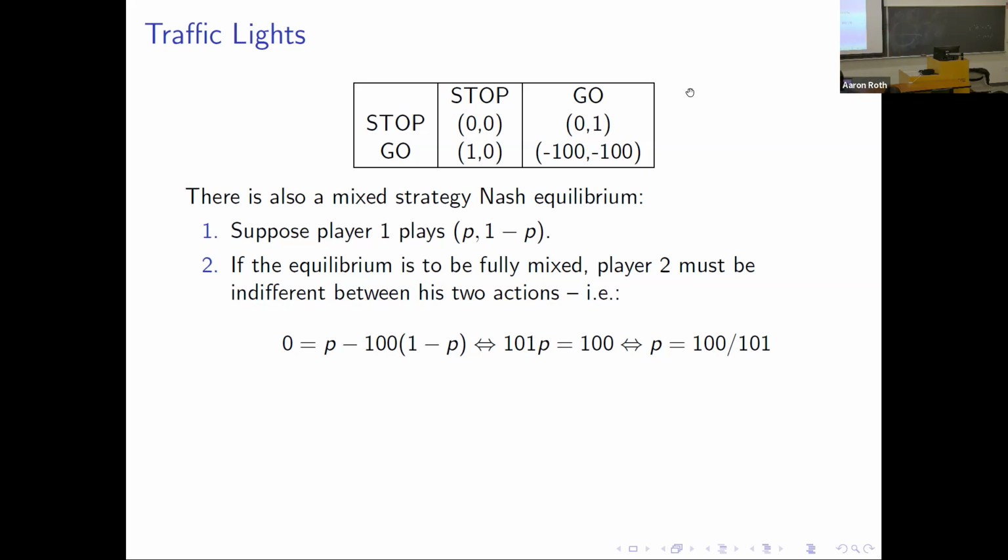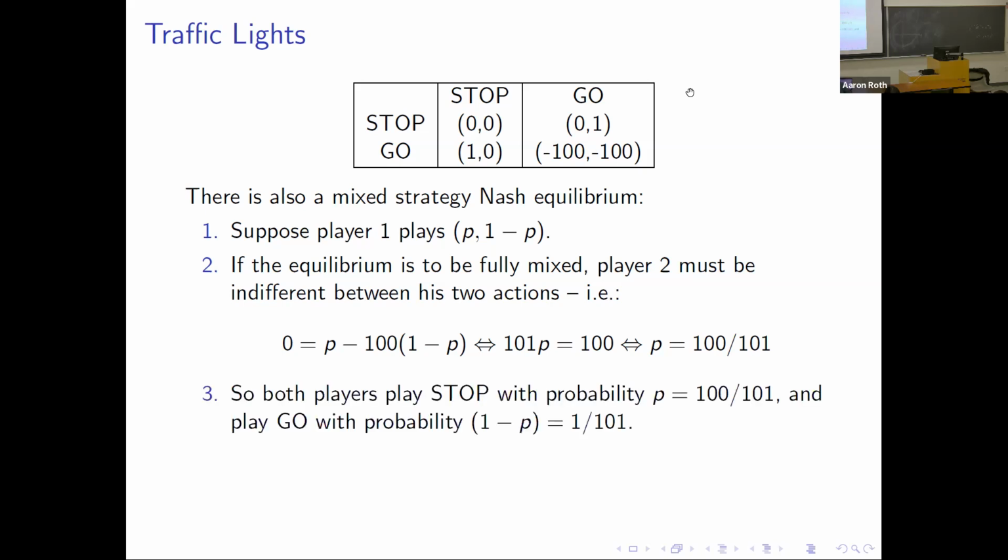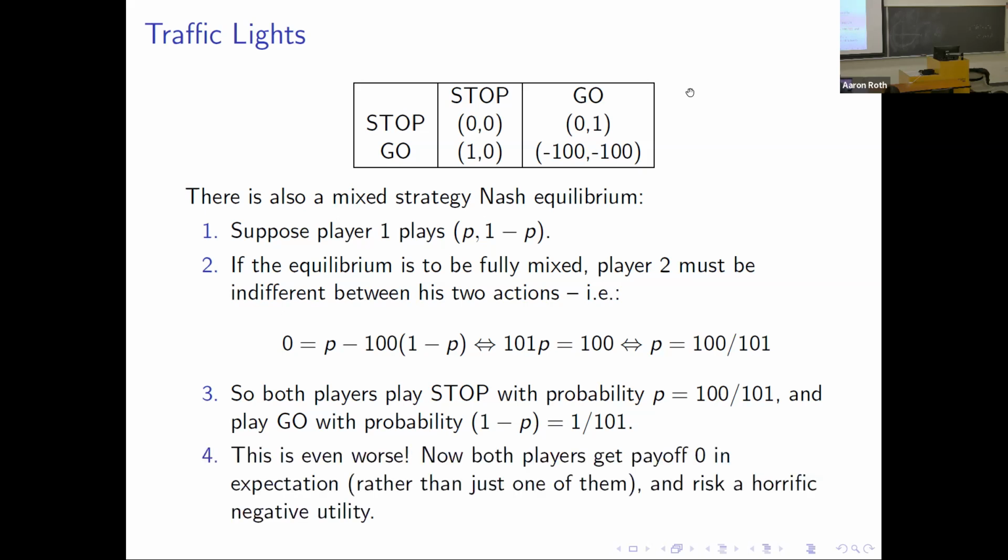Okay, so there's also a mixed strategy Nash equilibrium where both players independently stop with probability 100 over 101, and they both go with probability 1 over 101.